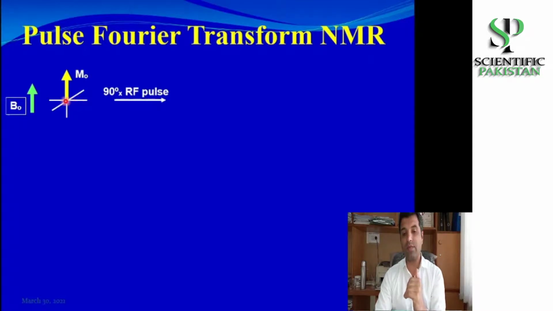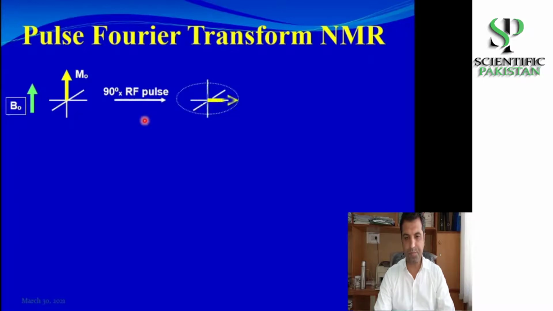If you are giving a pulse in plus y-axis, then your M naught will flip towards minus y. If you are giving a pulse in minus x-axis, then it will move towards minus y. If you are giving a pulse in minus y-axis, then it will move towards plus x-axis. So it is very important to know where your M naught lies at a particular point during the experiment, and that is why I told you earlier that the position of M naught is very important.